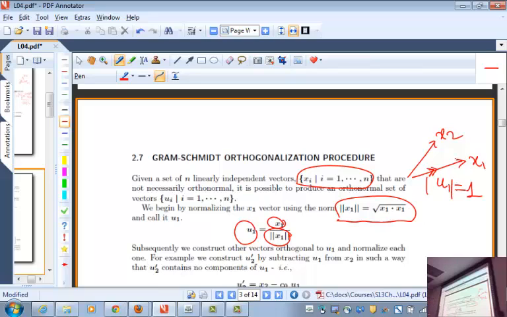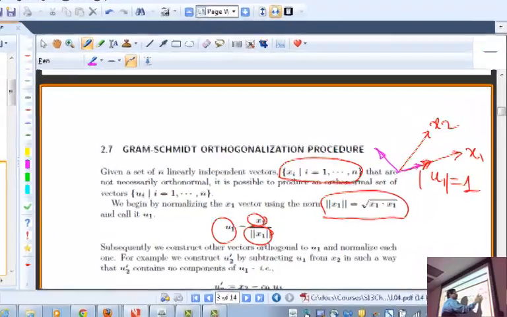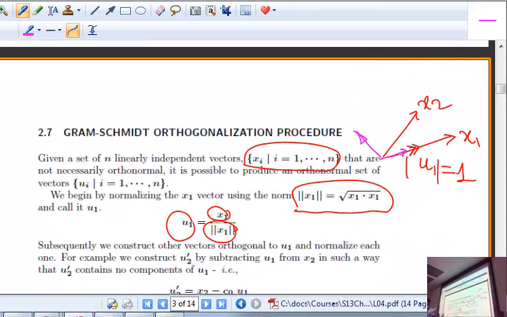And the second step is, from this normalized vector, subtract a component of x2. Now x2 can be split into two directions. So x2 you can think of as being made up of two components. You can decompose x2 in these two directions. So from x2, if I subtract the component of x2 in the direction of x1, what I will be left with is only a component that is perpendicular to x1.